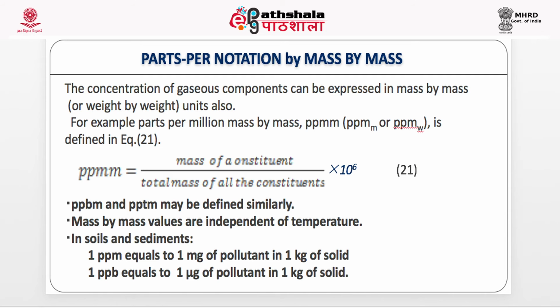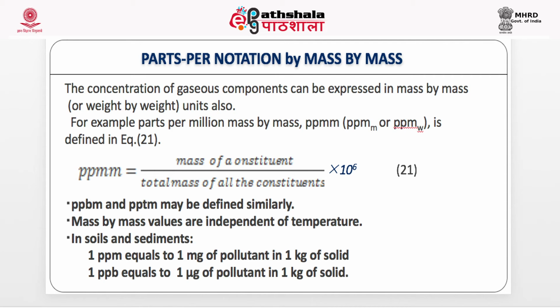Parts per notation, mass by mass. The concentration of gaseous components can be expressed in mass by mass or weight by weight. Remember, mass and weight in chemistry earlier used to be molecular weight or atomic weight. Now they have been dispensed with. The correct nomenclature is molar mass or atomic mass. But in literature, molecular weight and atomic weight are both used. For example, parts per billion mass by mass, ppbm.